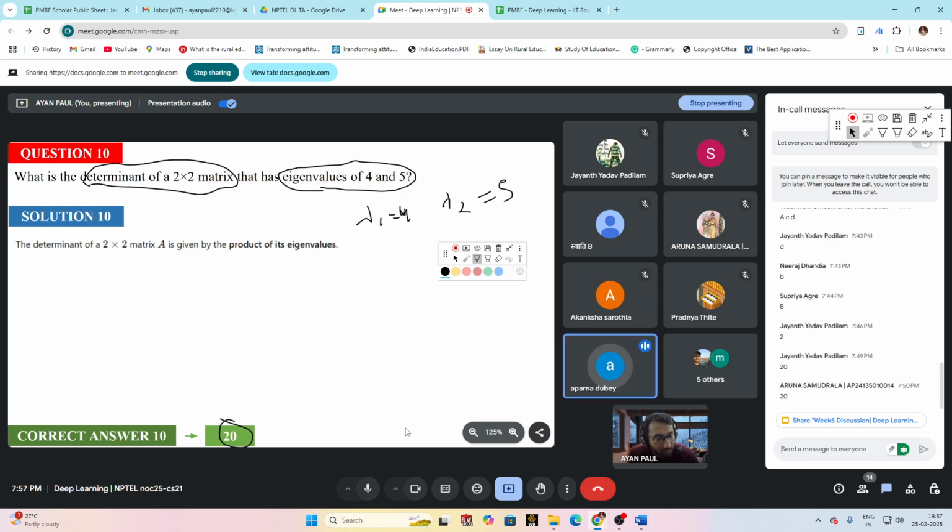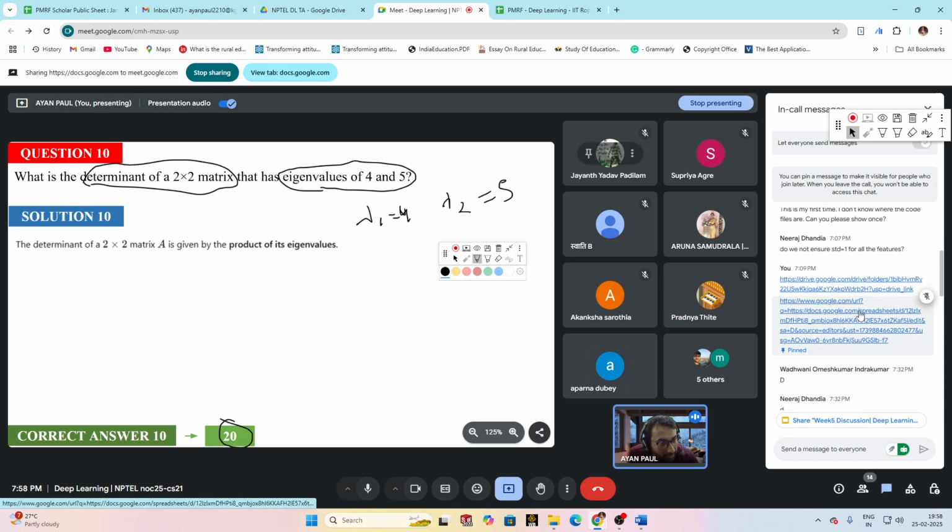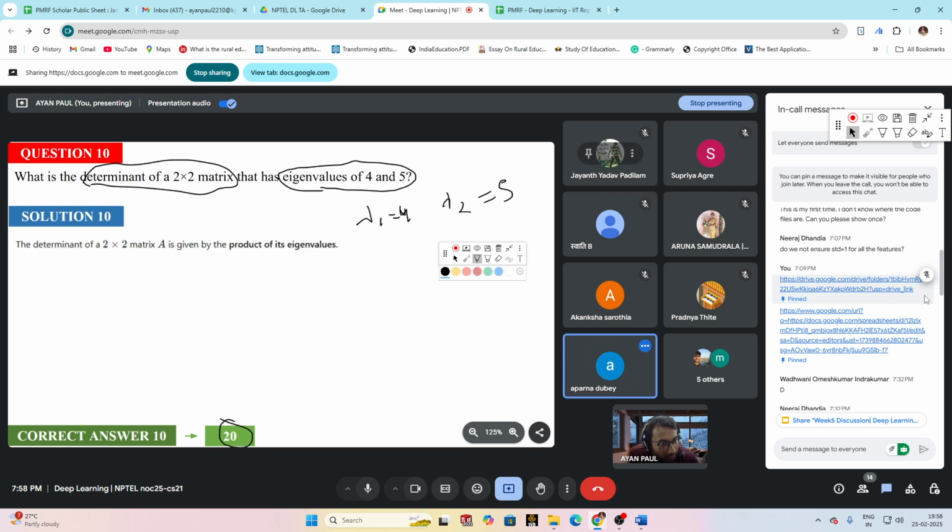Sir, from where can I download the code you have shared? I have given you the link, this is the drive link, and I have pinned it. You open the drive and go to the folder called DL codes. In that you will see all the codes. Find where the PCA is written, open the code, copy it to your drive, and then run the code.